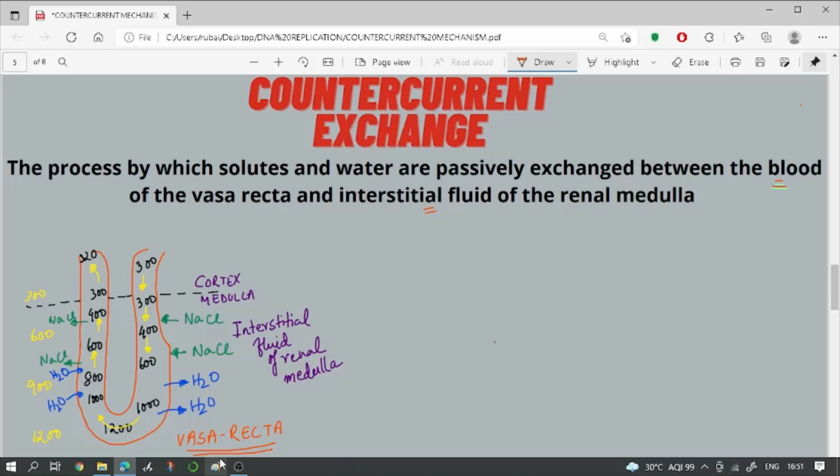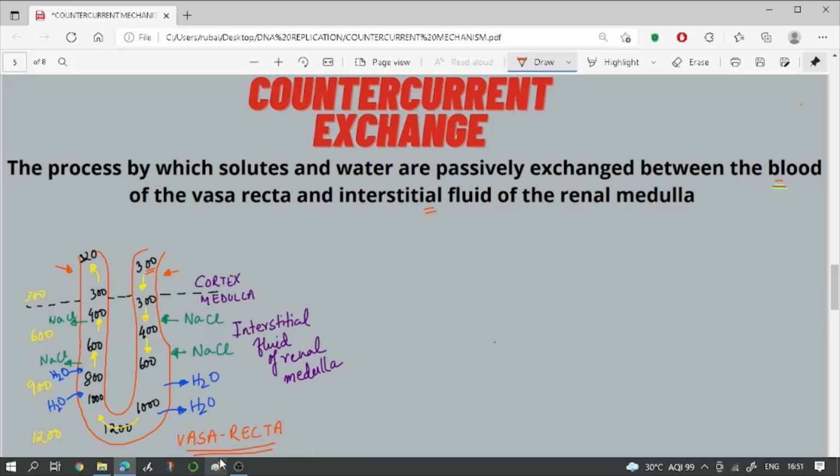Now just as the tubular fluid flows in opposite directions in Henle's loop, blood also flows in opposite directions in the ascending and the descending parts of the vasa recta. So this is your descending part of the vasa recta and this is your ascending part of the vasa recta. Now blood entering the vasa recta has an osmolarity of around 300. You can see over here it has an osmolarity of around 300.